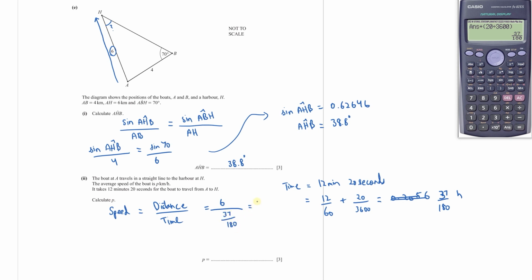And then if I bring this up, I'll take the reciprocal. So this will become 6 multiplied by 180 divided by 37. So let's calculate this. 6 into 180 divided by 37. So this is, up to 3 significant figures, 29.2. So your speed is 29.2 kilometers per hour, which is your value of P.